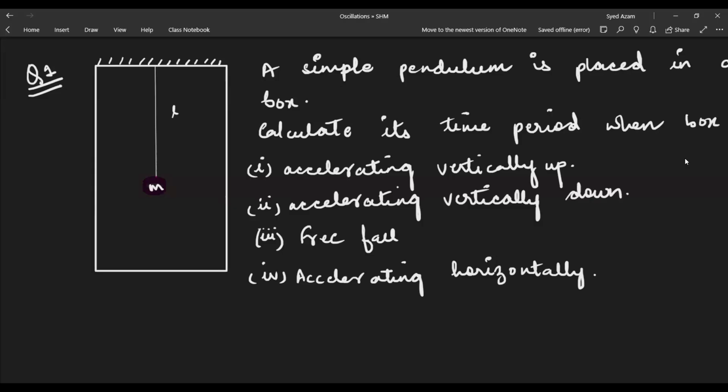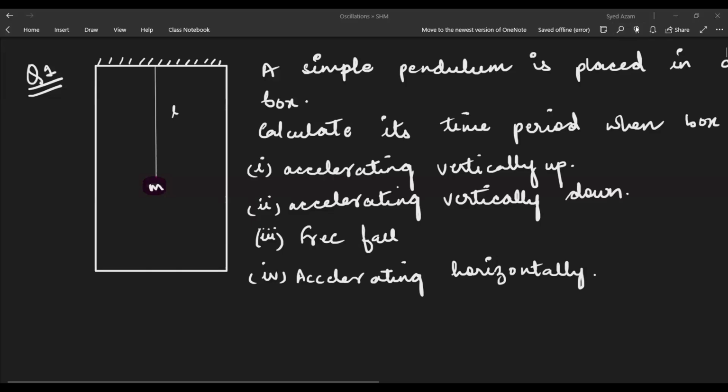Have all of you written the question? Look here, look at the first part.